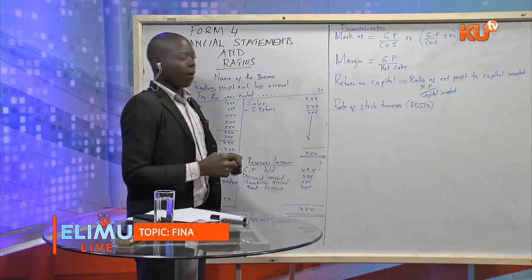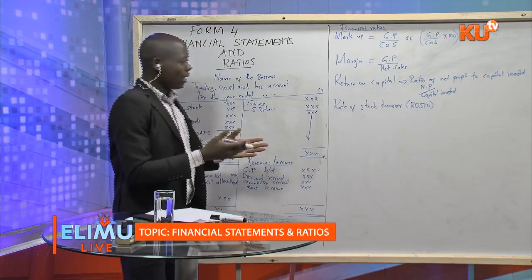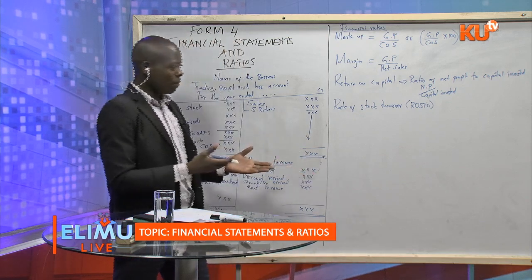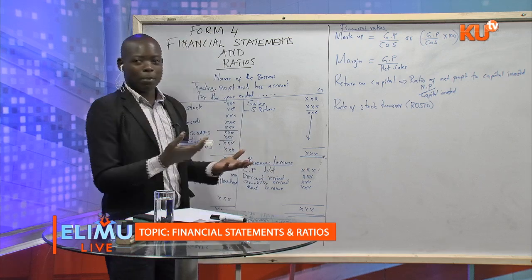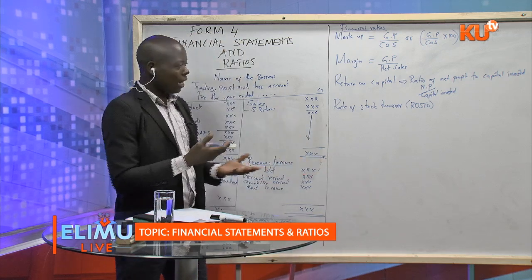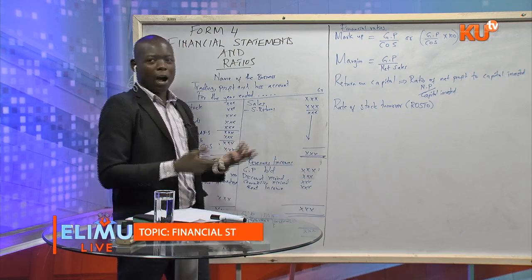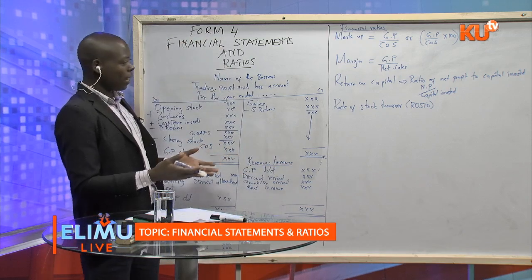Rate of stock turnover. Now, what is rate of stock turnover? This is simply the number of times stock is exchanged. How many times are you going to exchange stock within that particular period? Because remember, stock is a current asset, and the essence of having current assets is to see how fast they are going to be exchanged within that particular period that you're operating.